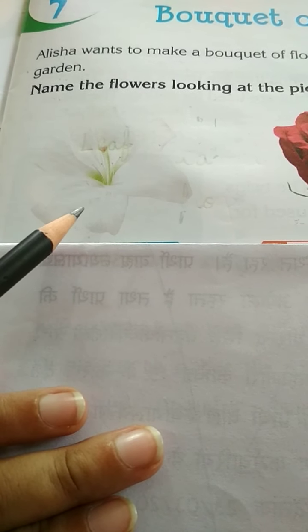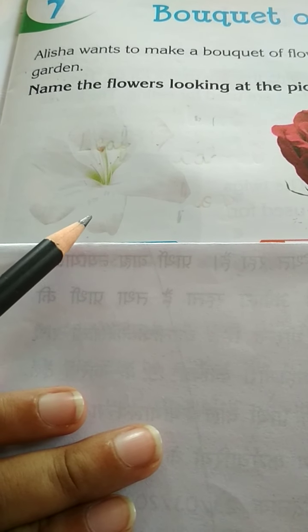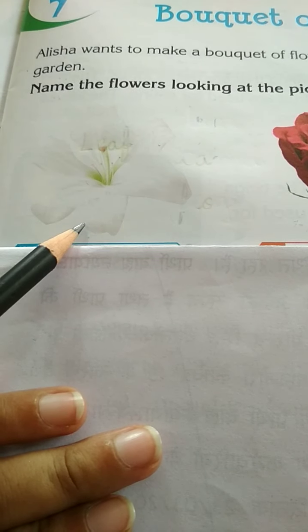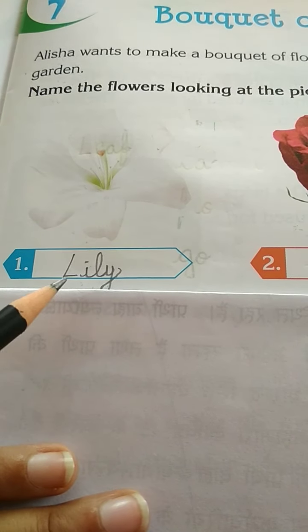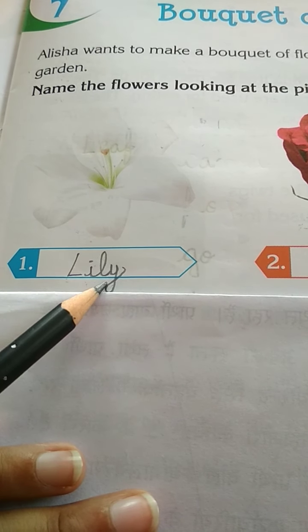Alright students, now we have come to the first picture. Can you tell which flower is this? Correct. It is lily. And the spelling of the word is Lily.